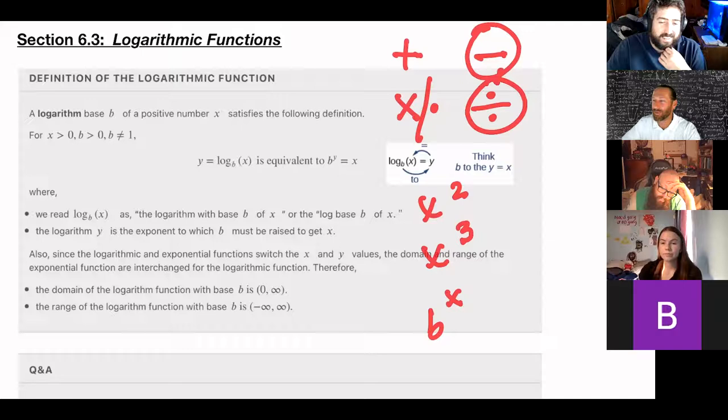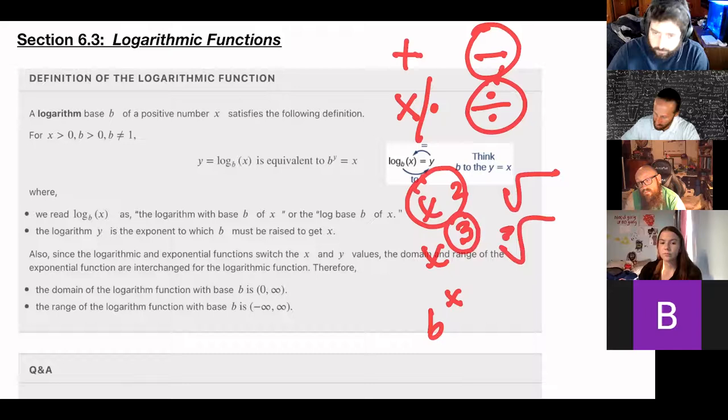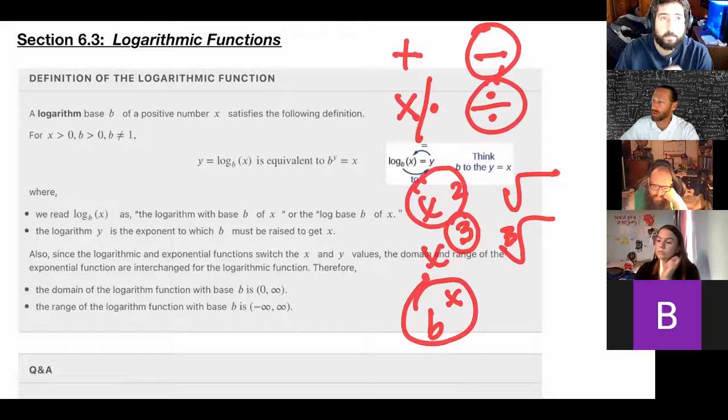They are inverses of each other because if you want to undo adding, you subtract. You want to undo dividing, you multiply. You want to undo squaring, you square root. Cubing, cube root, fourth root, fifth root. Well, what we just talked about in the previous sections was exponentials, where our x was now up in the exponent and the b was a known value, our base.